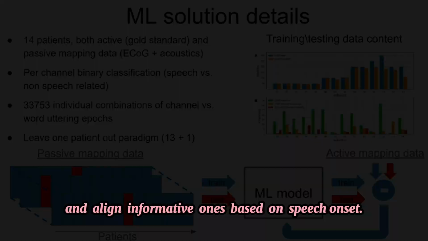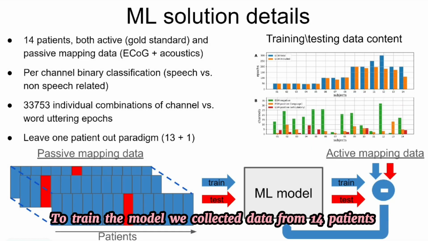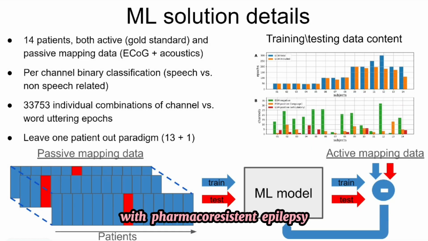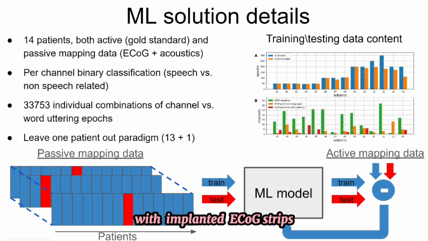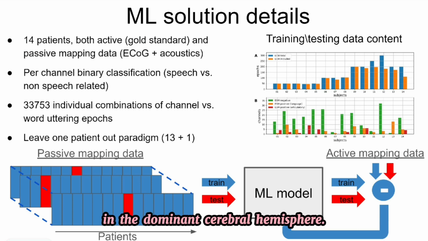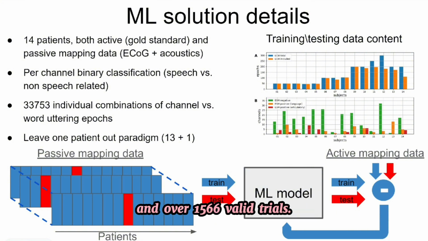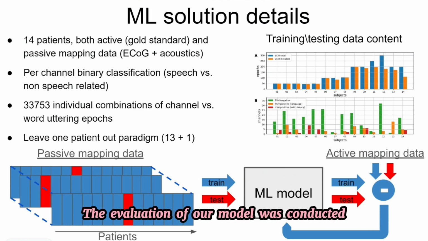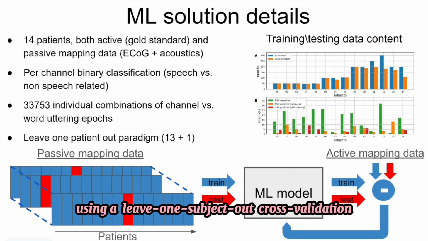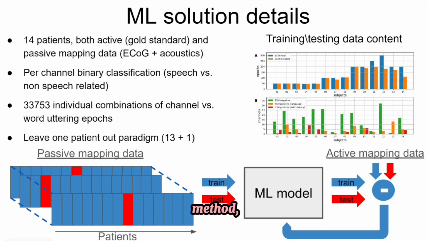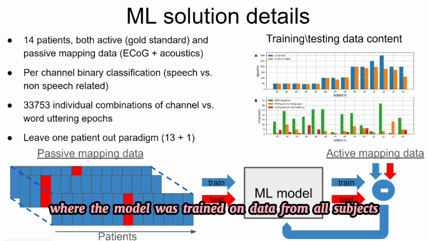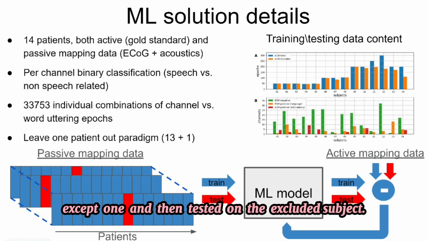To train the model, we collected data from 14 patients with pharmacoresistant epilepsy with implanted ECoG strips in the dominant cerebral hemisphere. Overall, we collected data from 323 channels and over 1,566 valid trials. The evaluation of our model was conducted using a leave-one-subject-out cross-validation method, where the model was trained on data from all subjects except one and then tested on the excluded subject.